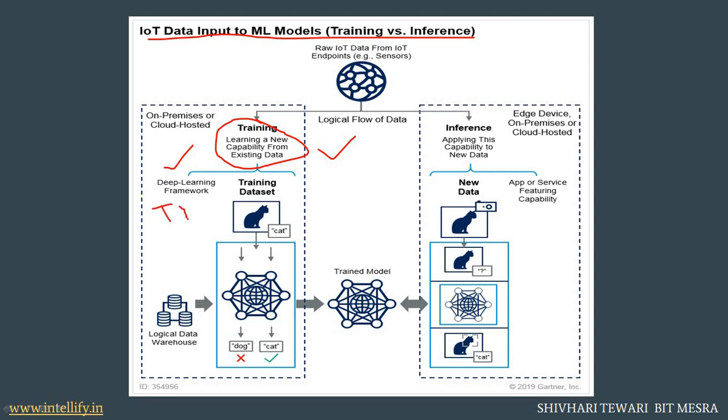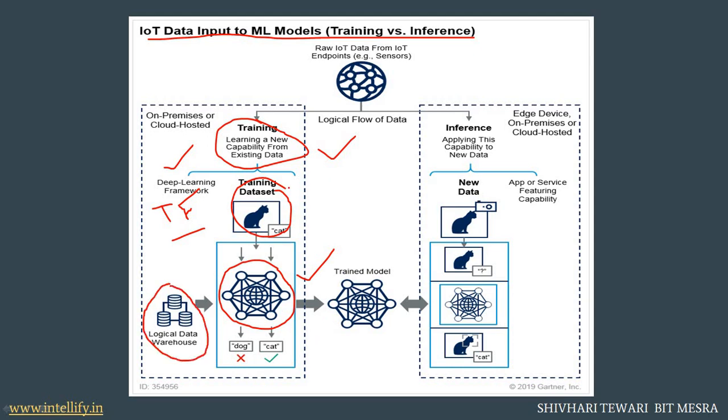I have written this as TF. Then here is a training data set, and that training data set is given to, we can say, a machine learning model. This is the model, and this model is going to store it as a, we can say, pattern, or a logical data warehouse.